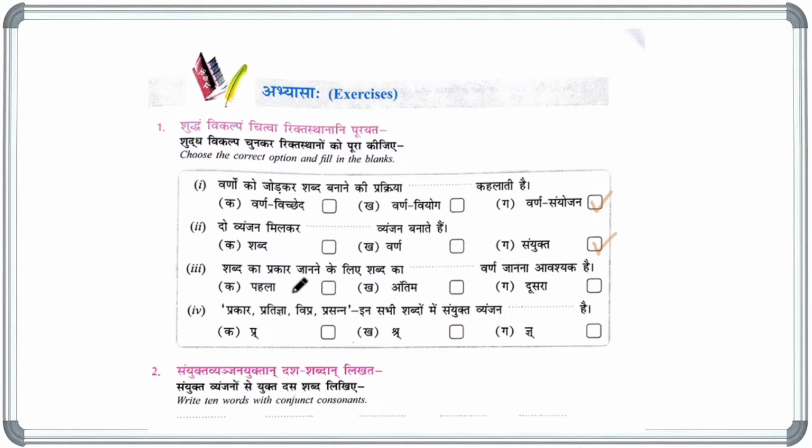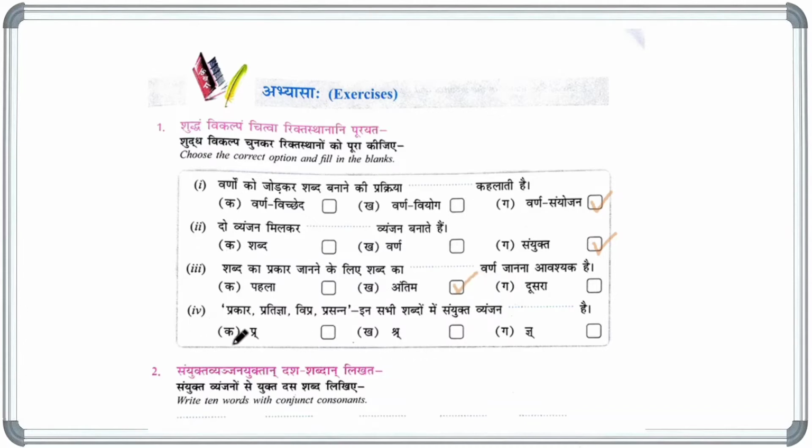Third question: शब्द का प्रकार जानने के लिए शब्द का डैश वर्ण जानना आवश्यक है. Shabd prakar is the concept we discussed in the explanation of the chapter, that is, finding out the last letter of a word. Here it is asked which letter of the word it is necessary to know to find the shabd prakar of the word. That is pahla, antim, dusra. It is the last letter, so antim is the correct option.